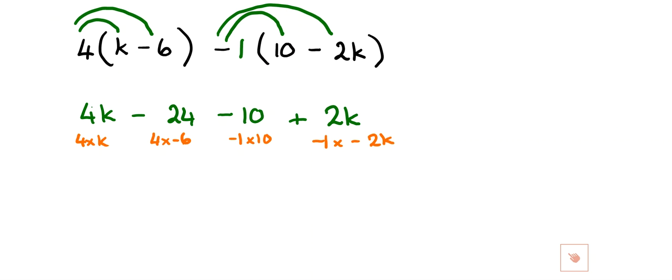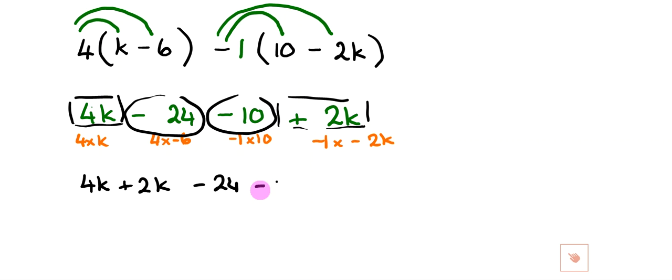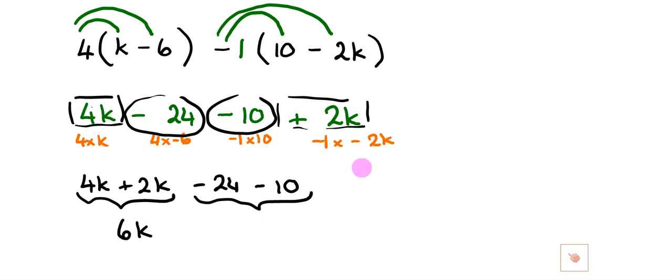Now can we collect any like terms? Yes. What are they? 4k and 2k. So we're going to do 4k plus 2k. And then minus negative 24, so minus 24, minus another 10. So 4k plus 2k is 6k. Negative 24 minus 10. Plus or minus? Good. It's minus 34.